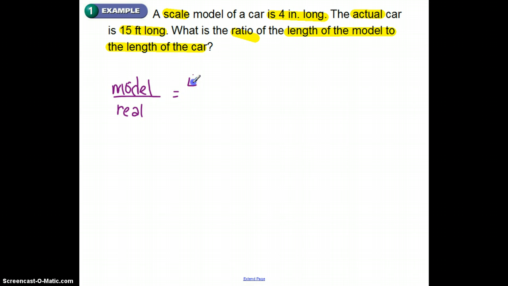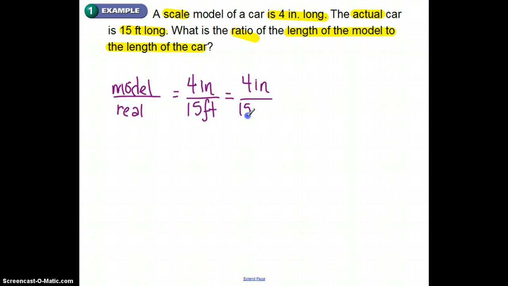Now in this one they tell us that the scale model is 4 inches and the actual car is 15 feet. Now the big problem for us is we're comparing things that have different units. This is inches on top and this is feet on the bottom. If they were the same units, they'd be a lot easier to solve. Since 4 inches is not an easy thing to change into feet, let's change this 15 feet into inches. So I'm not going to do anything to this one to begin with.